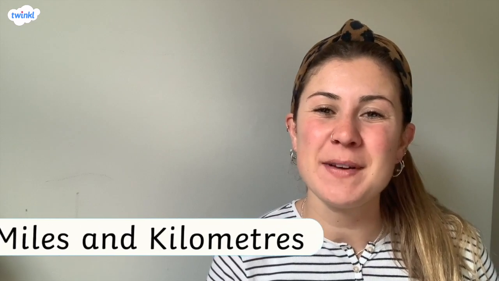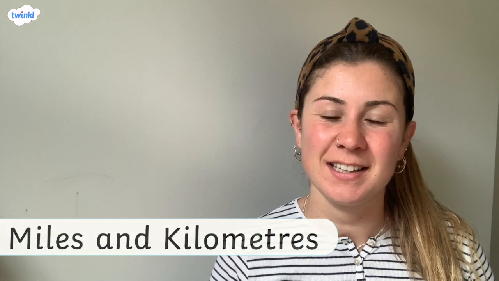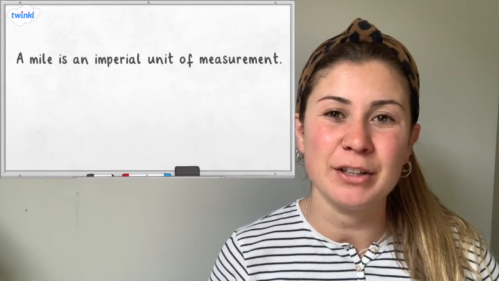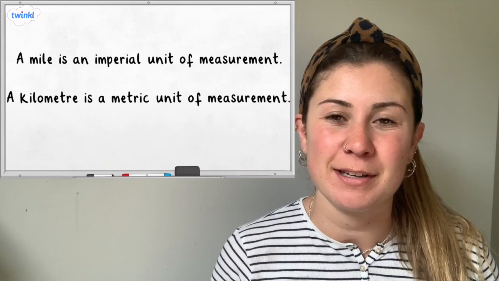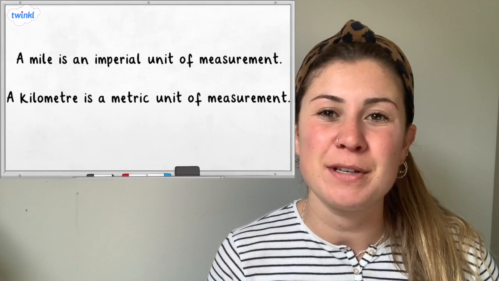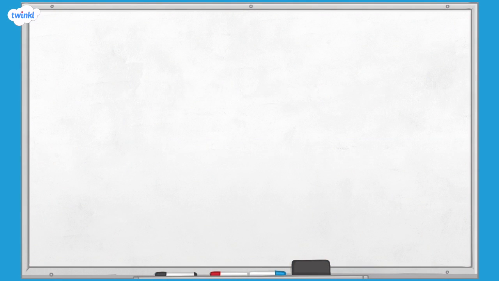Hi, this video is here to help you with your understanding of miles and kilometres. A mile is an imperial unit of measurement and a kilometre is a metric unit of measurement. Both units of measurement can be used to measure length. 1 mile is a greater distance than 1 kilometre.